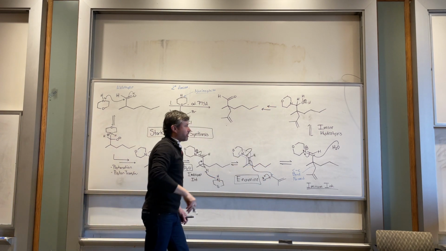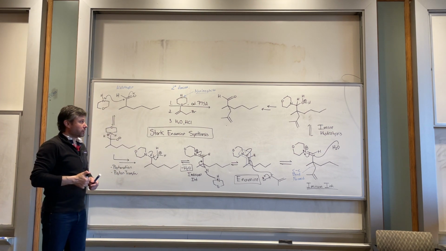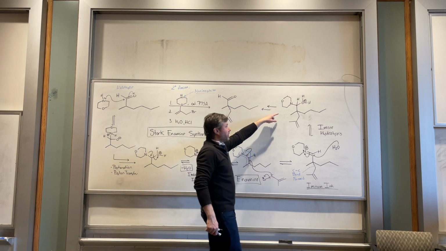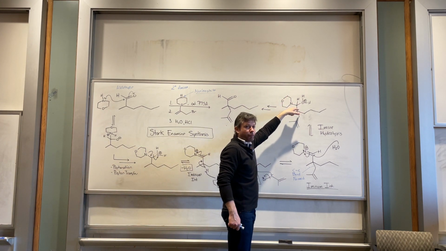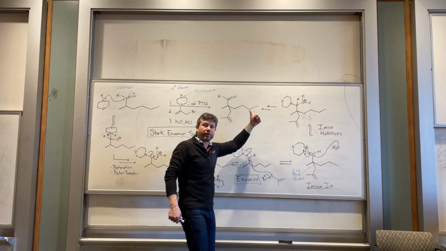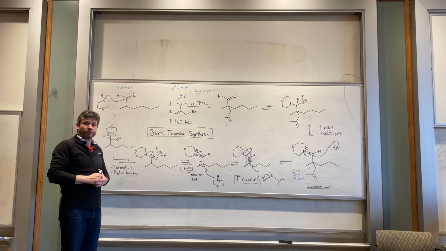And again, I'm not going to draw all of the steps. This is a mechanism we went over last semester. So we add water, do a couple proton transfers, get the proton onto the nitrogen, electrons on oxygen fall down, reform the pi bond, kick out the secondary amine, and we get back to the aldehyde.